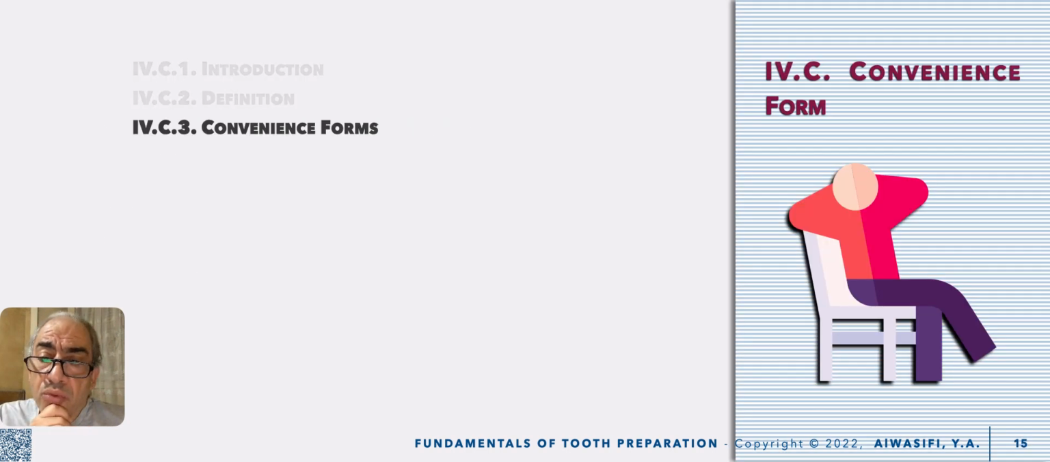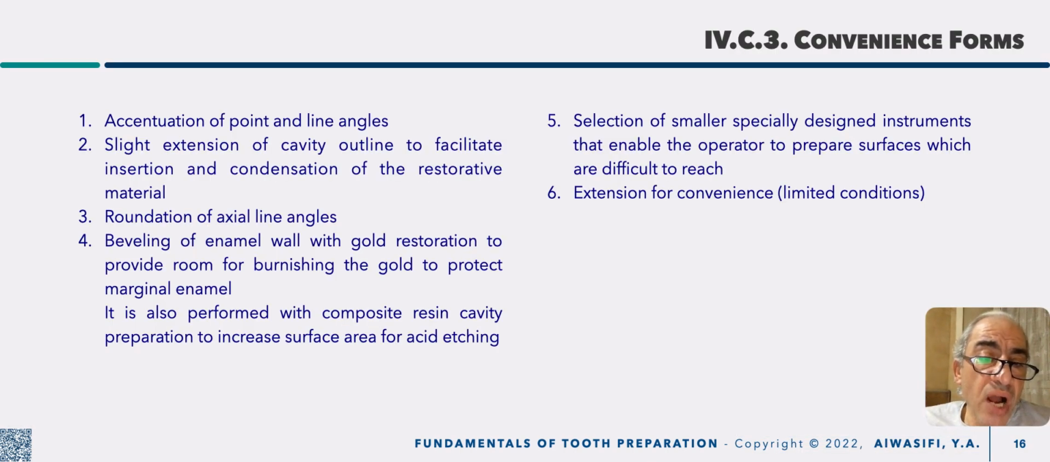Then, what are the convenience forms? When you accentuate the line and point angles, when you extend the cavity margin slightly to facilitate insertion and condensation of the restorative material, when you round the axial line angles, when you bevel the enamel wall to provide room for burnishing for ductile materials like gold, when you select a smaller instrument, these are convenience forms. And finally, extension for convenience, which is limited nowadays, as we discussed before.